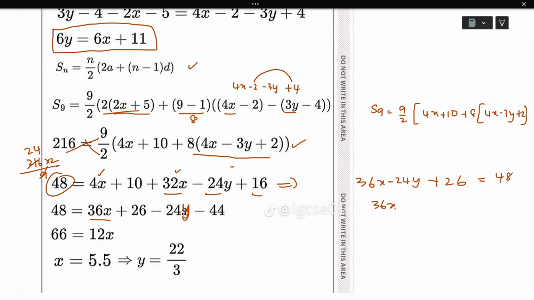So 36x minus 24y equal to 48 minus 26, which is going to be 22. 36x minus 24y. Okay, then the entire equation we can divide by 2, which is 18x minus 12y equal to 11 we are getting.